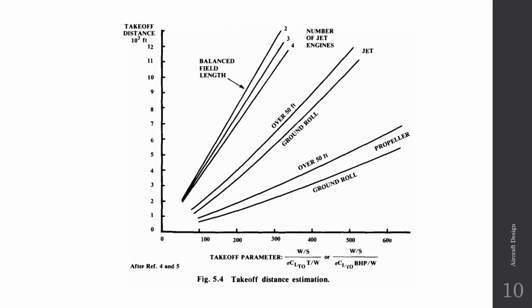This is some statistical data which I have taken from Raymer's book. It plots the takeoff parameter and the takeoff distance. On the x-axis we have the takeoff parameter, which is wing loading by rho CL and thrust loading. On the y-axis you have the takeoff distance. You see that it is almost like a linear relationship.